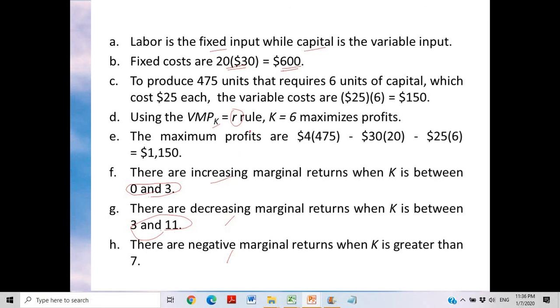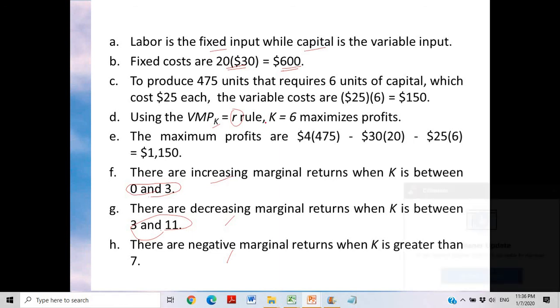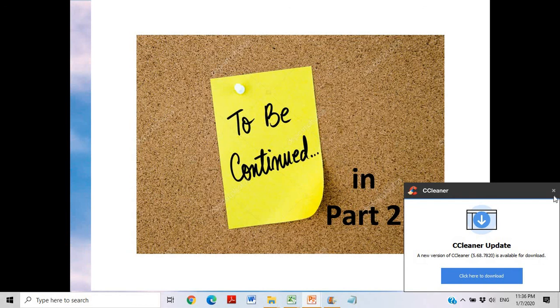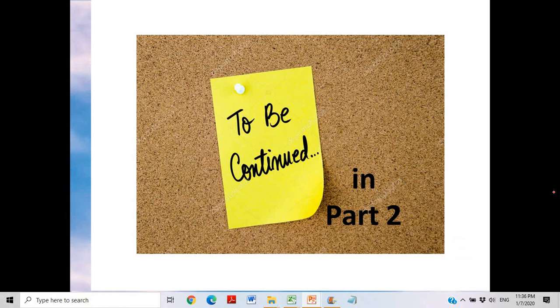So look back at this and try to understand, and of course what is more important, try to fill in the table. All right, okay. So I think that's all for part 1.